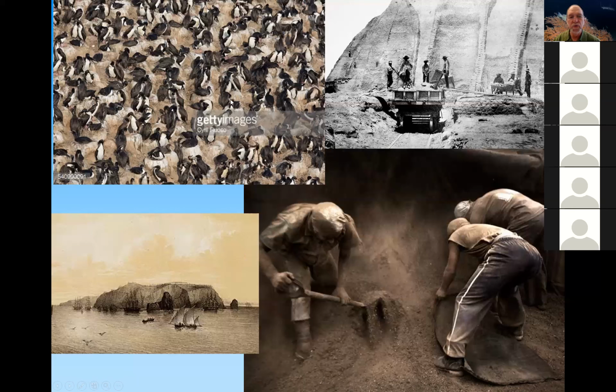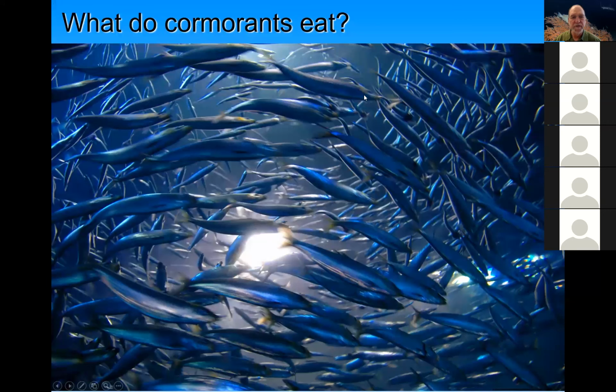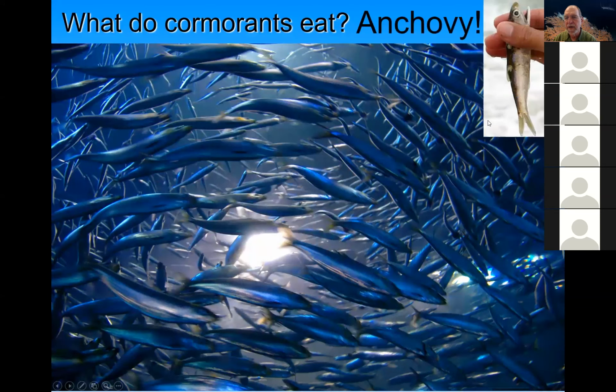Well, what do cormorants eat, you might ask, to allow them to have such huge populations? Well, they eat a particular fish called the anchovy. I won't have time to get through all of the material on the anchovy, but the anchovy are a small fish, just about a couple of inches long. They're a pelagic fish, which means that they live in the surface waters of the ocean. Pelagic means freely swimming, typically in surface waters.